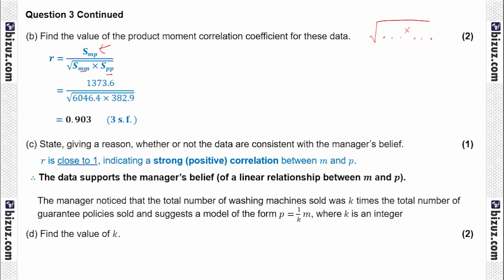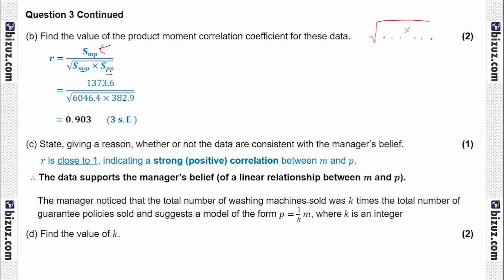The manager noticed that the total number of washing machines sold was K times the total number of guarantee policies sold, and suggests a model of the form P equals 1 over K multiplied by M, or basically M over K, where K is an integer. Part D tells us to find the value of K. Now, let's see how they've defined K. That should lead us to the answer.